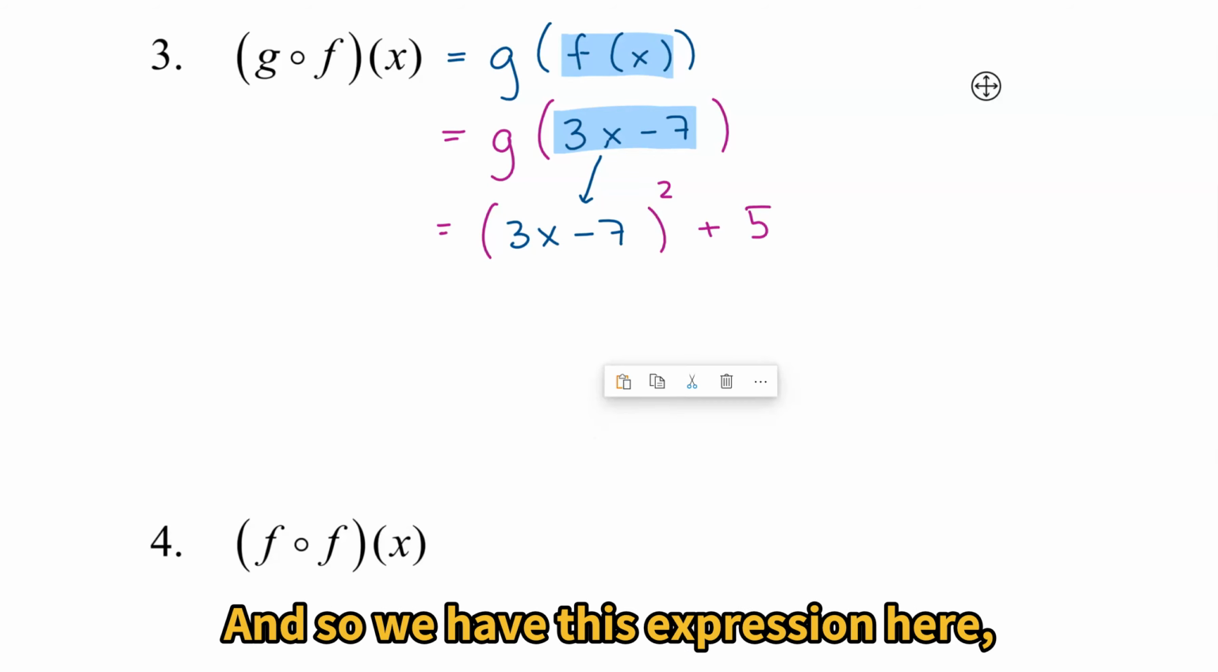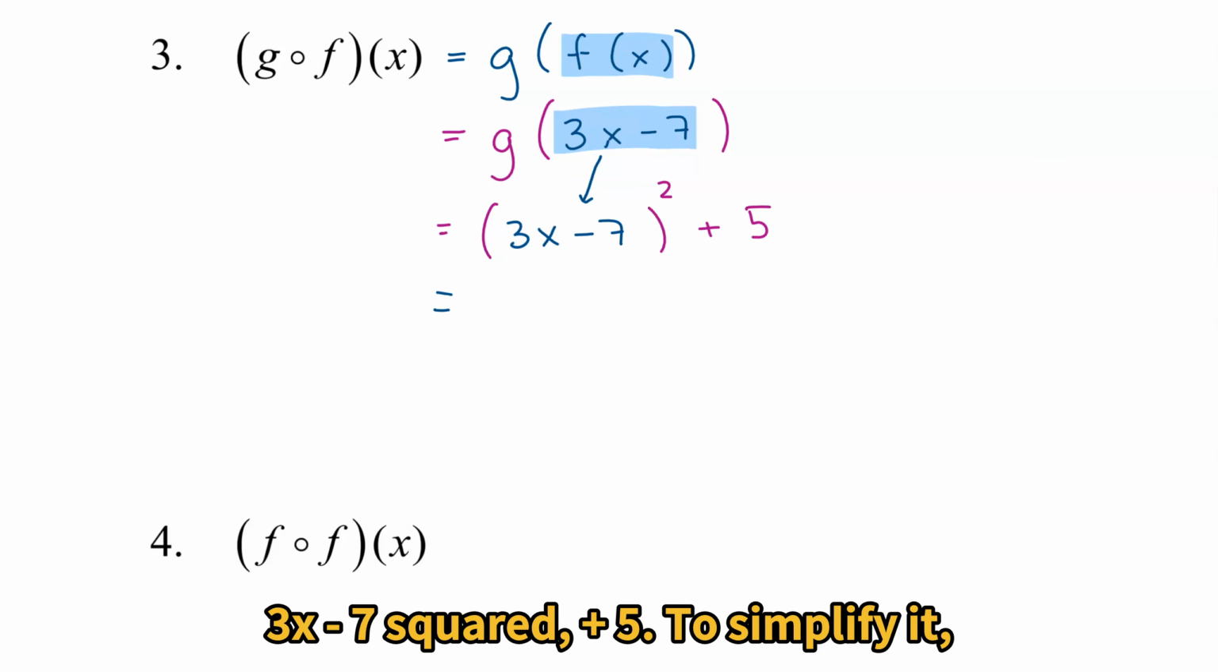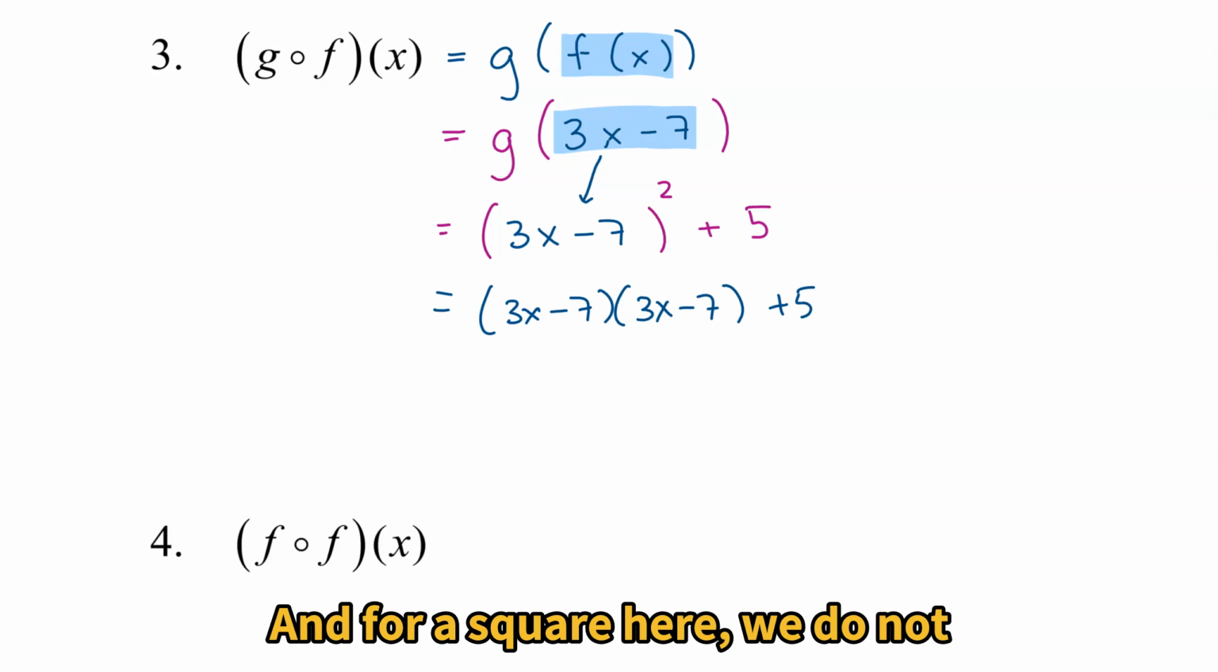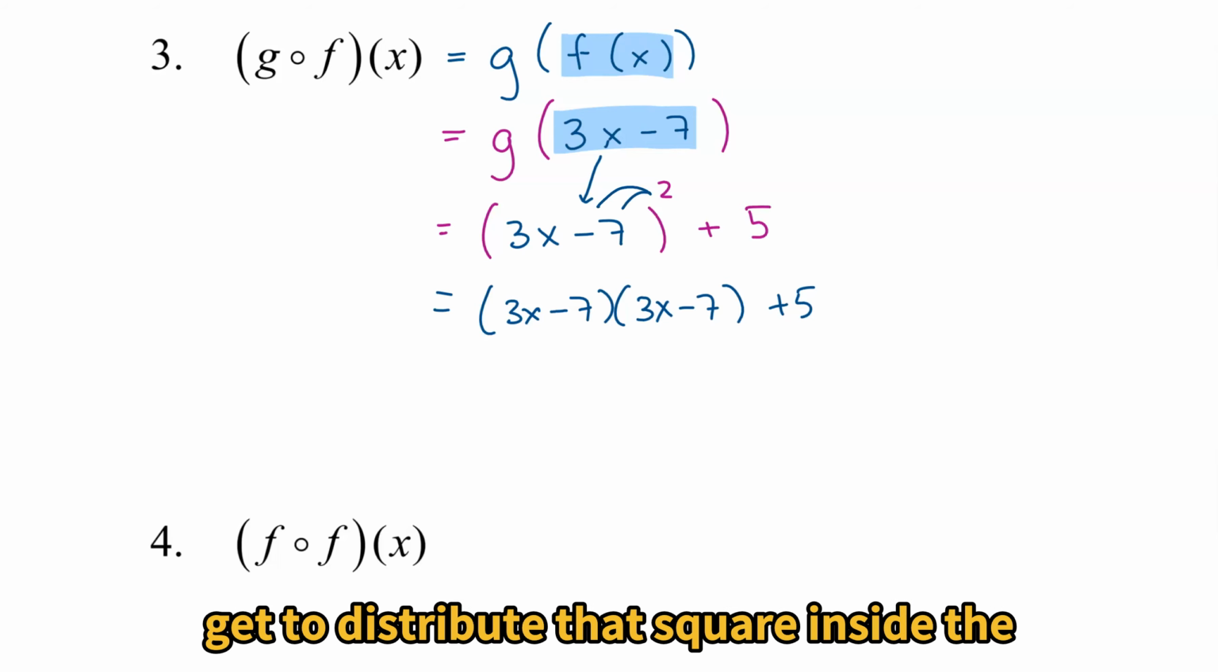And so we have this expression here, 3x minus 7 squared plus 5. To simplify it, we need to multiply this out. And for a square here, we do not get to distribute that square inside the parentheses.